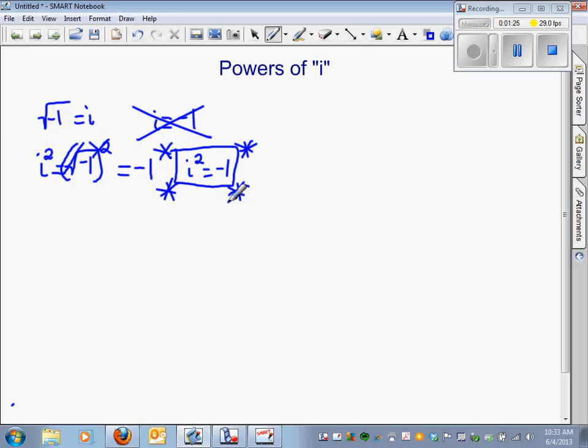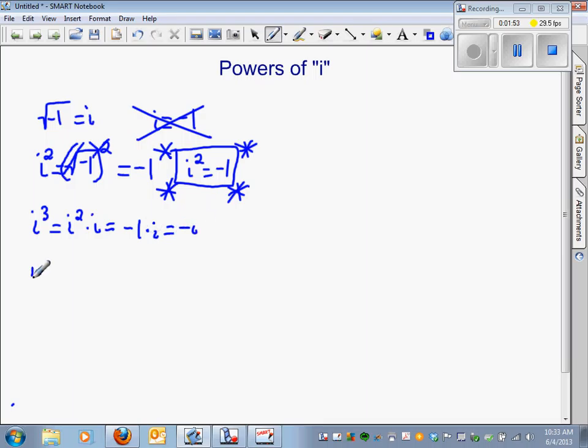Now, knowing I squared is equal to -1, let's figure out what I to the third would be. Writing this as something times I squared, we know that I squared times I would be I to the third. We just determined that I squared is equal to -1, so this is the same thing as -1 times I. Well, -1 times I would equal -I.